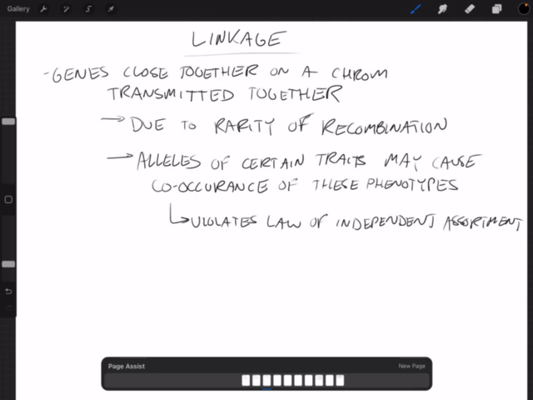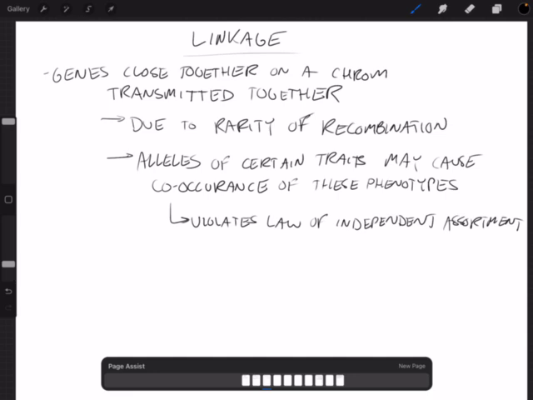So if you recall from Mendel's experiments, you would take a purple flowered pea that was tall and cross it with a short plant that had white flowers, and he would get a mixture of all of those different phenotype combinations, right? He would get short plants with purple flowers and tall plants with white flowers and all possible phenotype combinations.